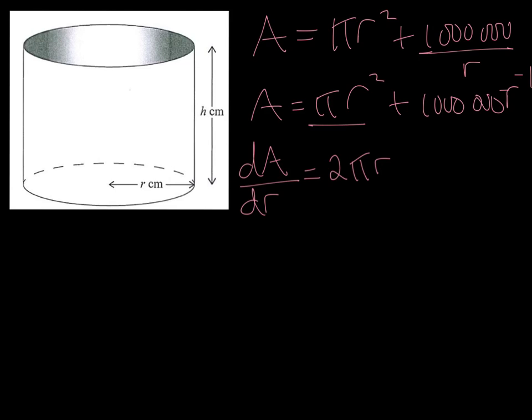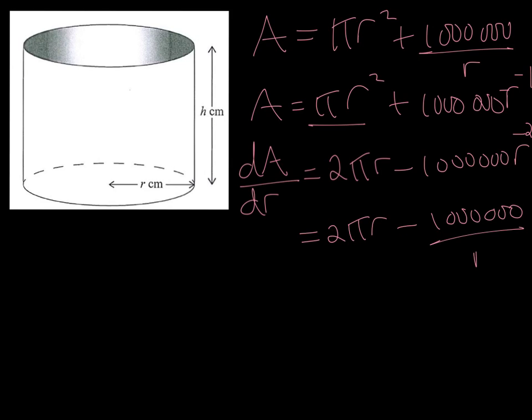However, you need to remember that, yes, we are going to take the negative down, so it's going to become negative 1,000,000. And then if we've got negative 1 and we subtract 1, that's actually going to be negative 2. So we can rewrite this as 2 pi r minus 1,000,000 over r squared. Again, these last two things are equivalent. You don't need to do this, but it's just a bit neater.